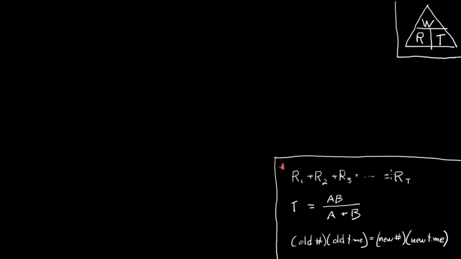So if we're going to use the rates formula for this question, our template formula will be the rate of machine A plus the rate of machine B, and we can add those rates to get the together rate, the rate of the machines together. All right, so what is the rate of machine A?